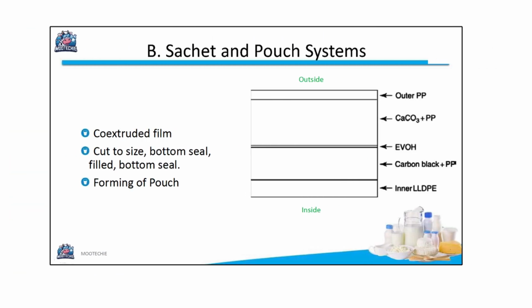Shifting our focus, let's examine sachet and pouch systems. These packages use a coextruded film with multiple layers. From the outside to the inside, a typical structure includes an outer layer of PP, followed by a layer of PP with calcium carbonate, then a layer of EVOH, then PP with carbon black, and an inner layer of LLDPE.